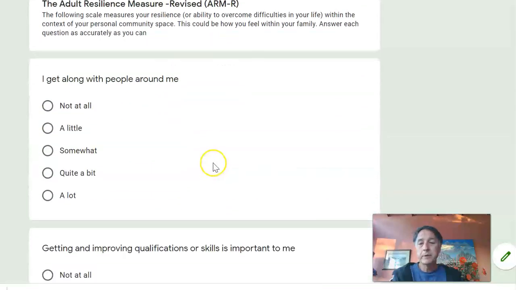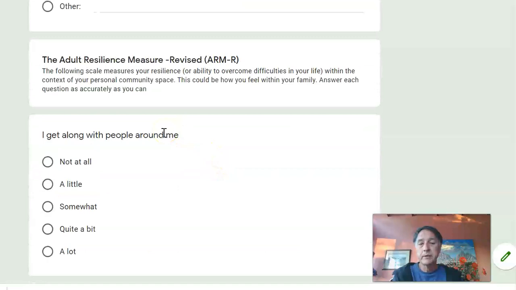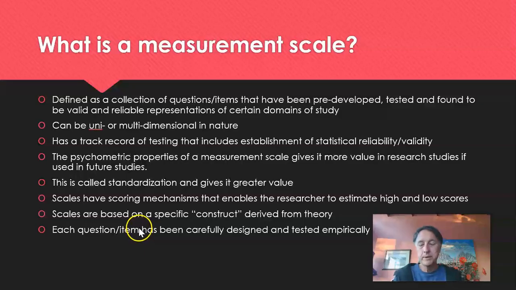The next part of this survey consists of the adult resilience measure. It's a standardized scale. All right, so that I will now explain to you in the next part of the video. The question is, what is a measurement scale? So a measurement scale is defined as a collection of questions or items that have been pre-developed, tested and found to be valid and reliable representations of certain theoretical domains of study.